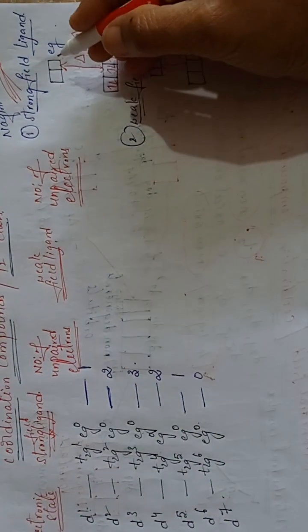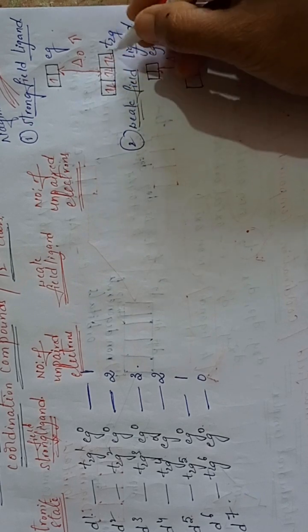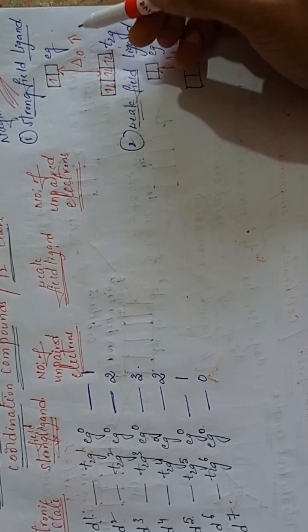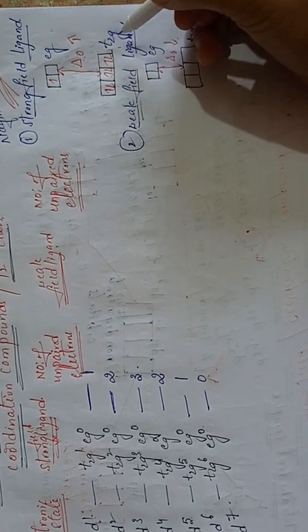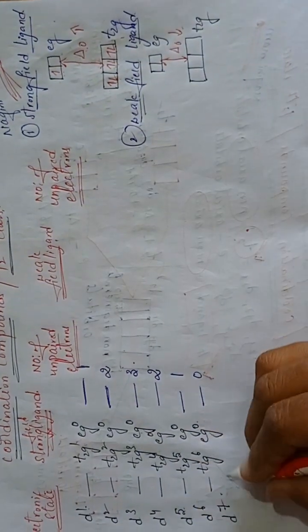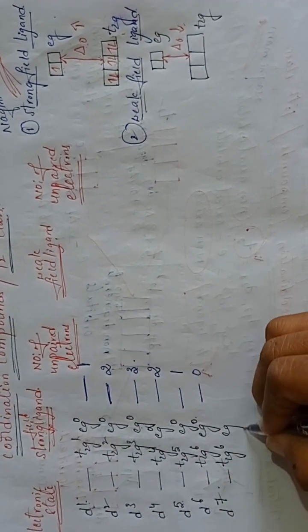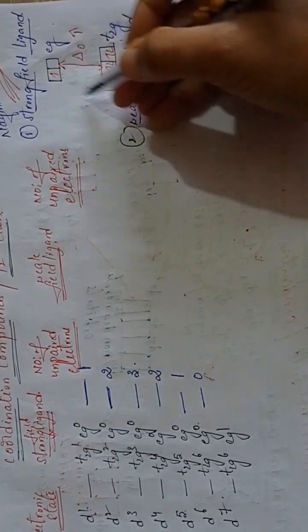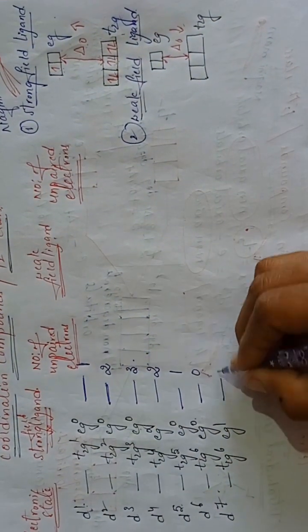Right. Now D7, see here. Where is the 7th electron going? Eg. Because here all orbitals are already filled, the 7th electron, by absorption of energy, goes to the higher energy level Eg orbital. So what is the electronic configuration? T2g, how many electrons? 6. Eg 1. Are you clear? How many unpaired electrons are there? One unpaired electron. These are all paired now, and only this one is unpaired. So here you have to take one unpaired electron.